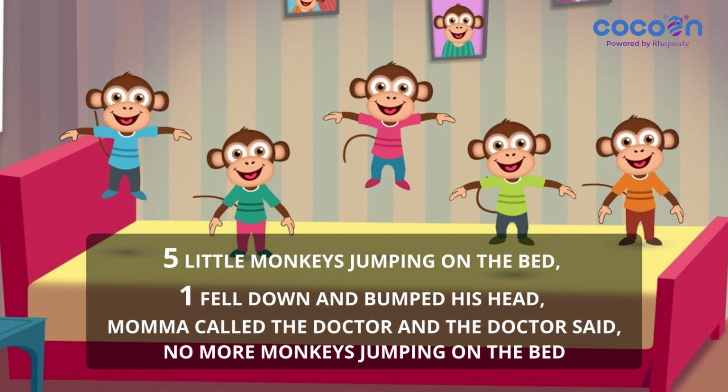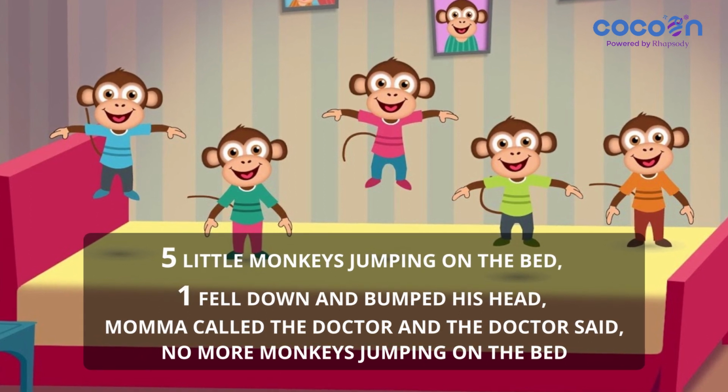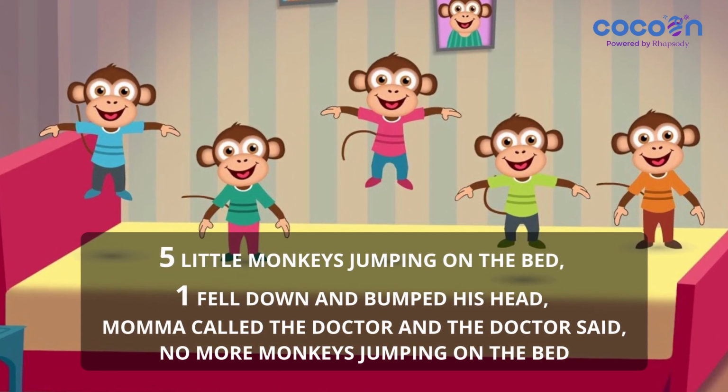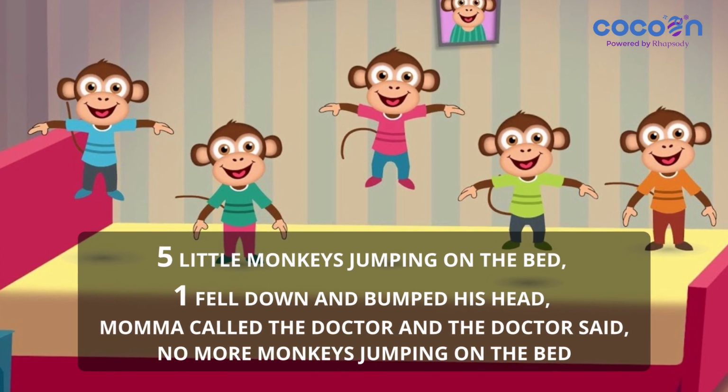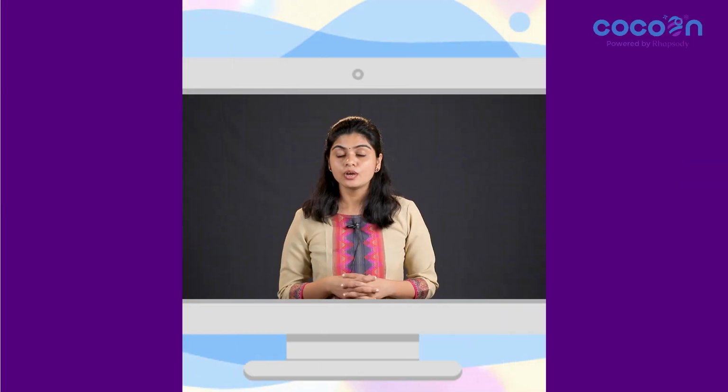There are two numbers in this song, 5 and 1. Can you guess which number keeps changing? So the number 5 in this rhyme keeps changing. First it's 5, then it's 4, then it's 3, then it's 2, then it's 1 and then it's 0 monkeys. Things that keep changing like this are called variables.